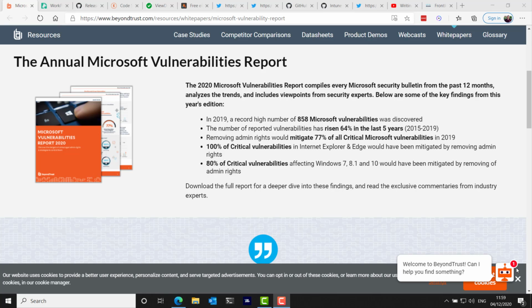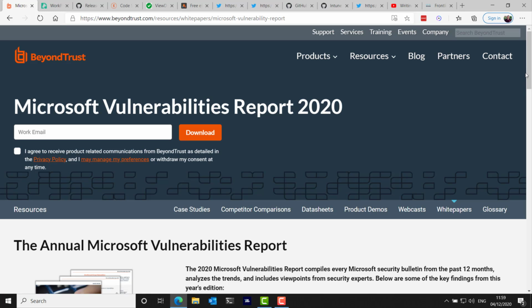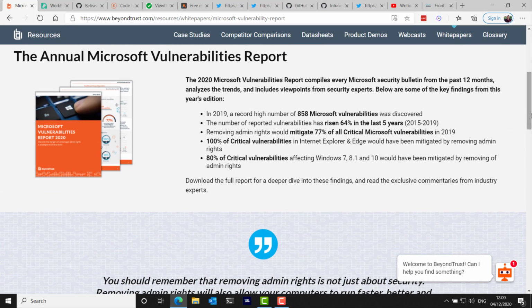BeyondTrust have published their annual Microsoft Vulnerability Report, which looks at Microsoft's vulnerability publications for the year and analyzes trends. Some of the trends for this year include that in 2019, a record high number of 858 Microsoft vulnerabilities were discovered. The number of reported vulnerabilities has risen 64% in the last 5 years. It stated that removing admin rights would mitigate about 77% of all critical Microsoft vulnerabilities from 2019. 100% of critical vulnerabilities in Internet Explorer and Edge would have been mitigated by removing admin rights.